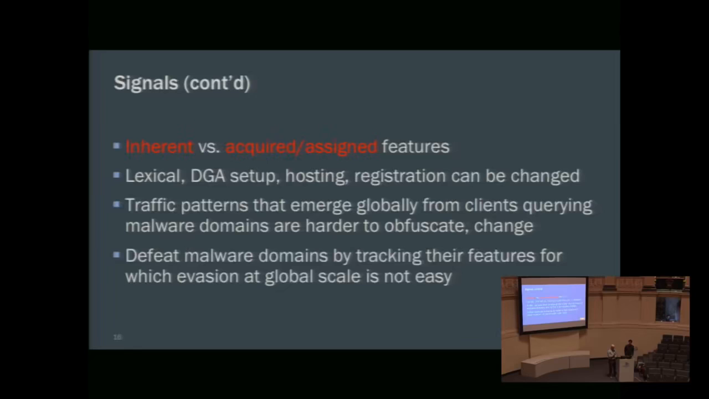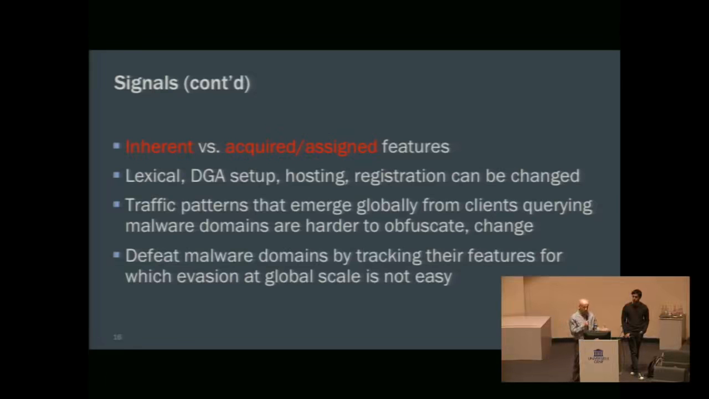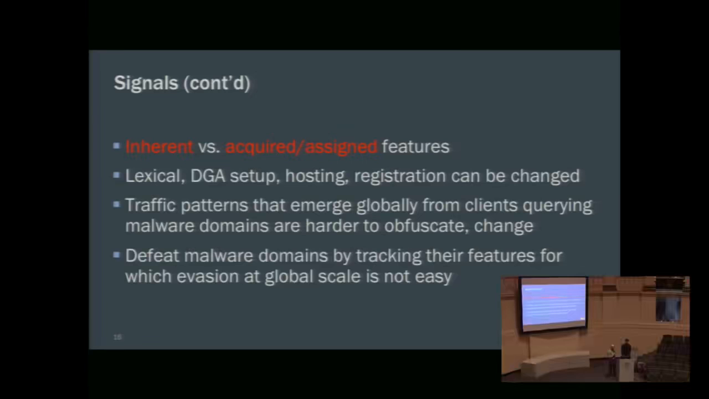However, there are certain patterns that develop or emerge globally from the infected machines or the would-be infected machines that he cannot control. He cannot obfuscate, for example, certain time elements or certain geographical features of the clients that are looking up these malicious domains. So our objective here, or the premise, is that we want to defeat these malware campaigns by looking at these features that are very hard for them to defeat or evade. And that's somewhat the novelty of this research.